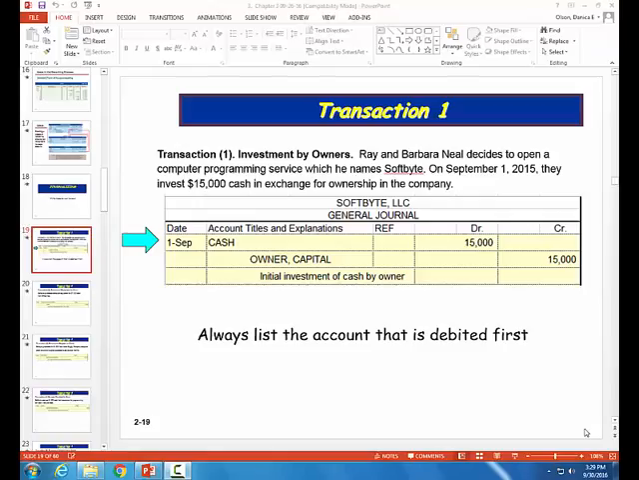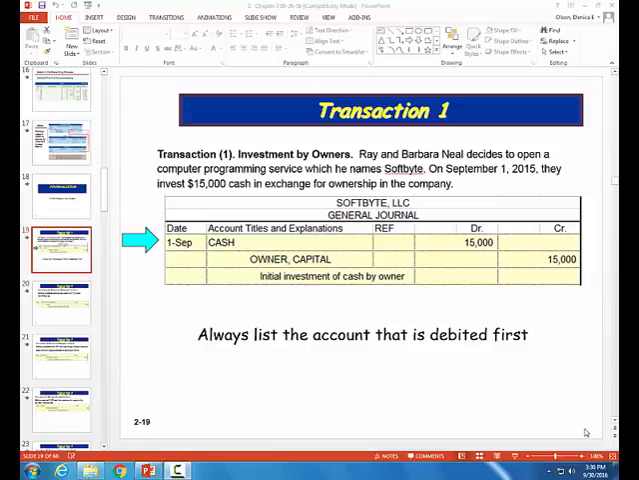In Chapter 1, we used the horizontal model. In Chapter 2, we posted our transactions to T accounts. In Chapter 3, we start doing journal entries. Let's go back to our SoftBite example. In Transaction 1, we had an investment by owners.